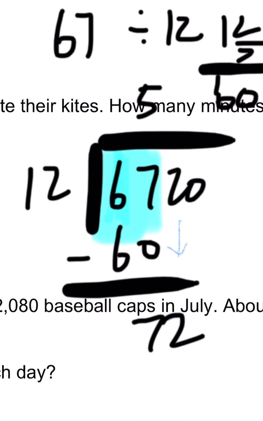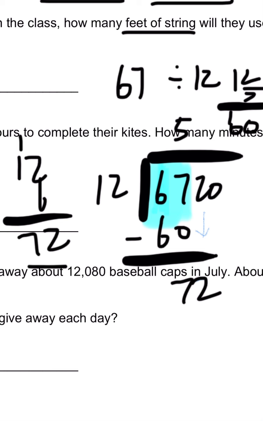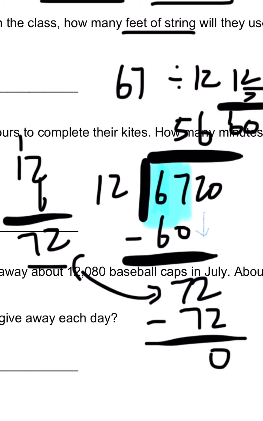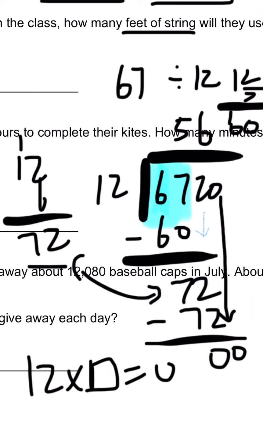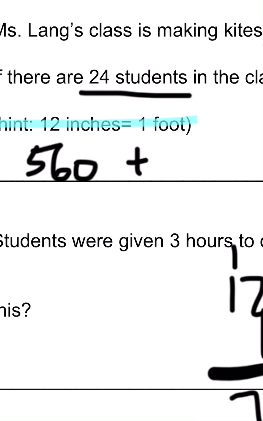And then we know that 12 times 6, we'll do it on the side here. 12 times 6 is 72. And these are the same. So we'll do 6 and subtract 72, and we get 0. This is a very important step. You want to make sure to bring down that last 0. 12 times what gives you 0? 12 times 0 gives you 0. So you want to make sure to add that 0 at the end. So now you've converted into feet. So we have 560 feet. Okay, good job, guys.